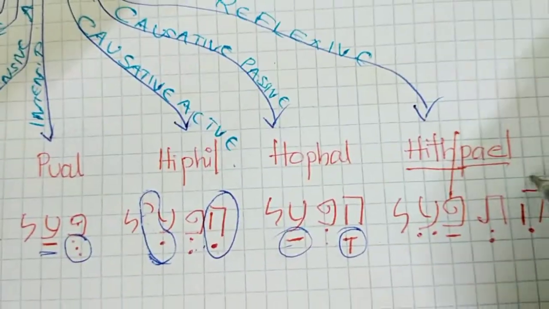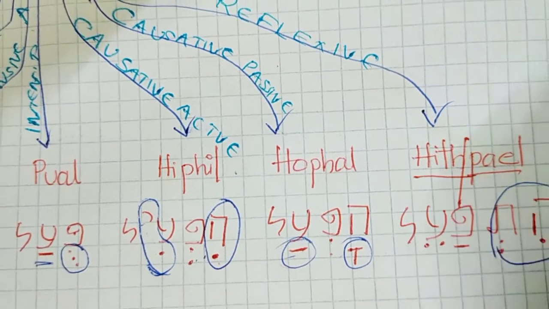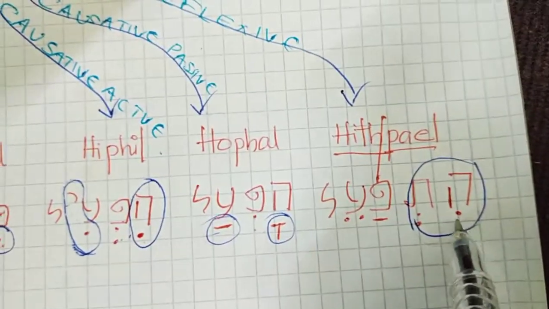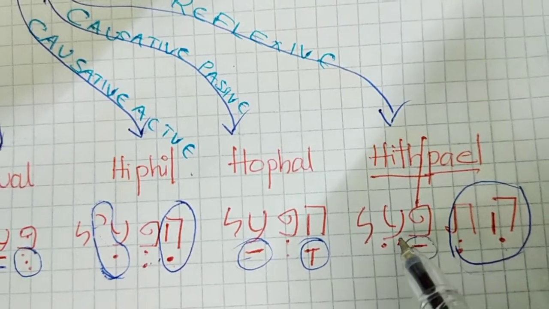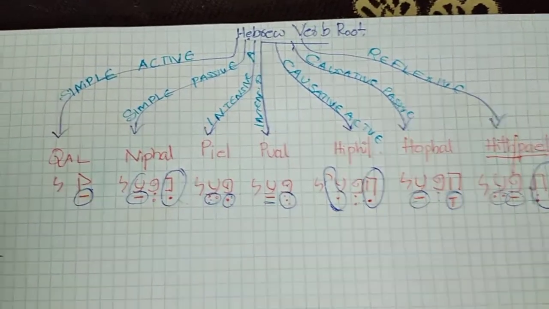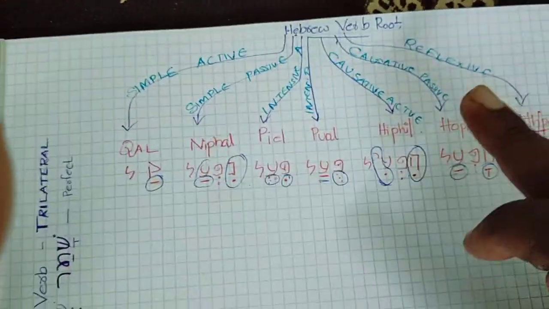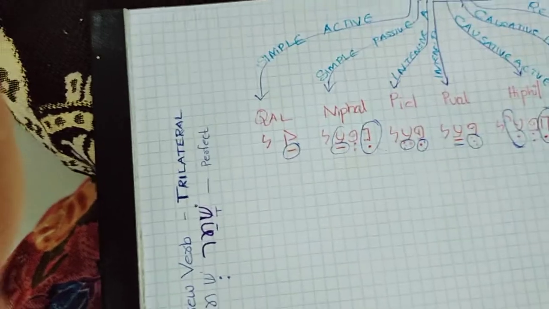Next one, Hith will be there. Hith, Pael. That is a format. So, how are you going to write now? Apply the verb root in the seven forms. Okay, we are applying Shamar basically.